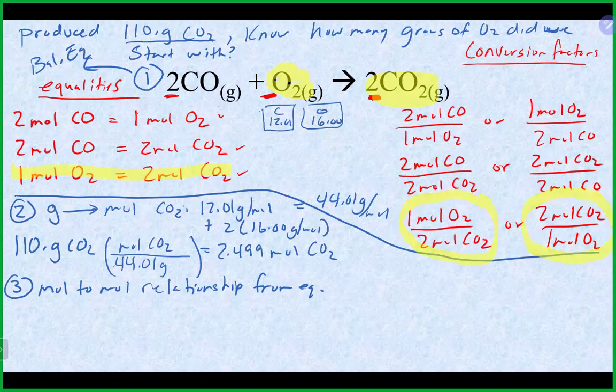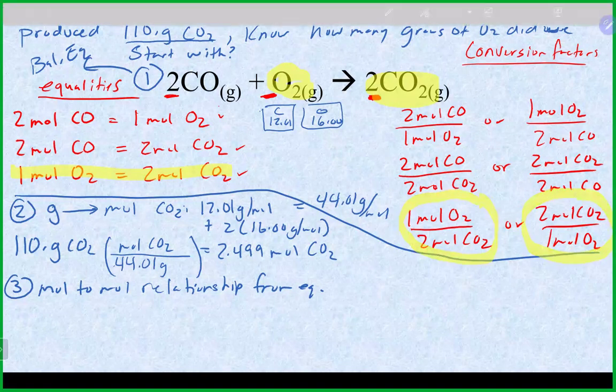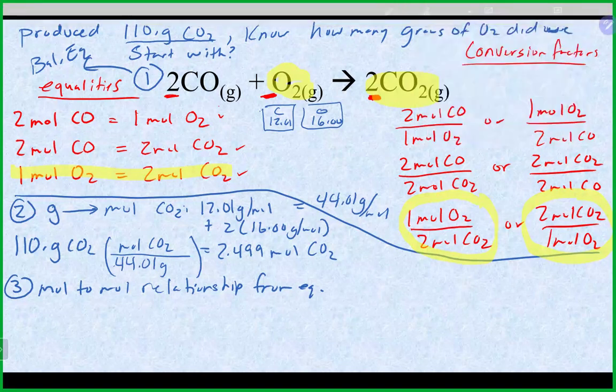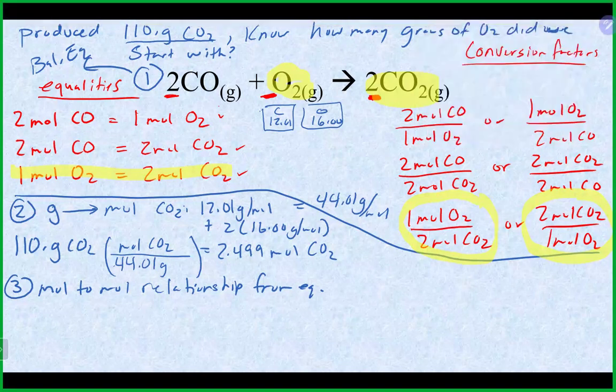Those are our 2 options of conversion factors. Now, we are continuing on with our number from the previous step, which is 2.499 moles of CO2. Remember, that is up on top, and dimensional analysis means opposites cancel.